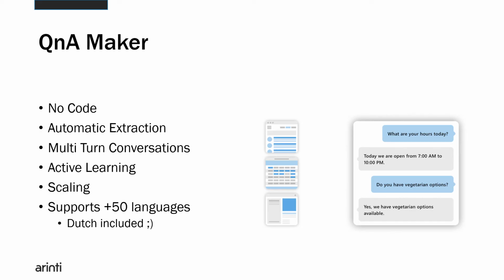So the Q&A Maker is free of code. You don't need to code anything at all. As we showed, it has automatic extraction of existing FAQ lists, or even from a Word document. It has a new functionality that was added last year. It's called multi-turn conversation.